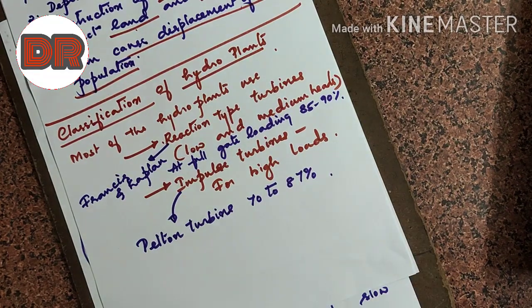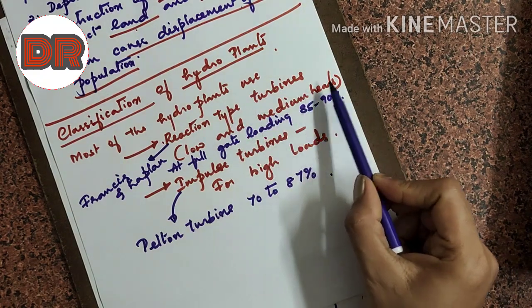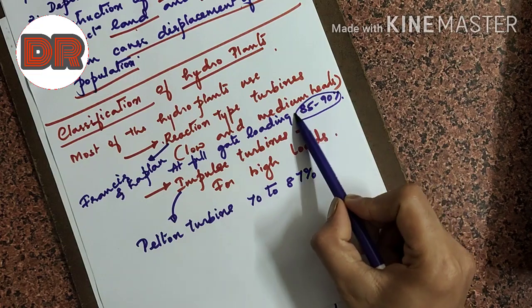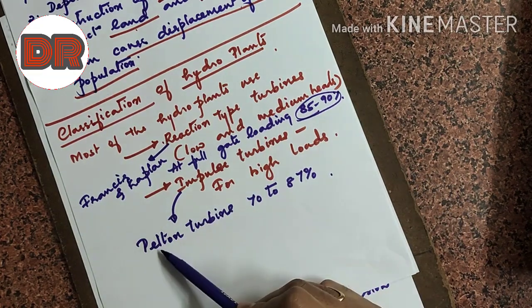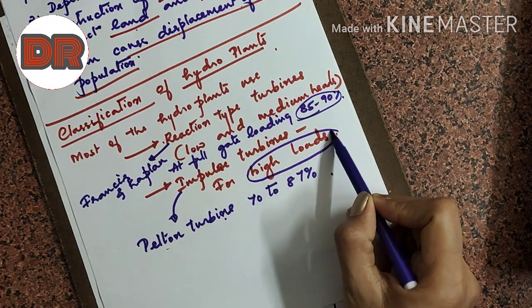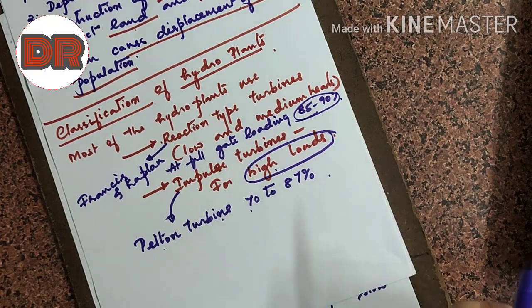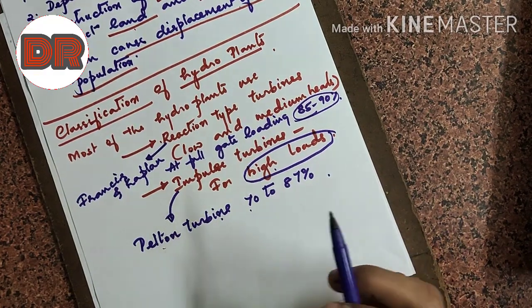And to make the best use of hydropower plants, we need to operate them near the maximum efficient point, for which the required head is necessary. So this has to be operated at low and medium heads to get this much efficiency, and if you are using Pelton turbines, it has to be operated at this level to get 70 to 87% efficiency.